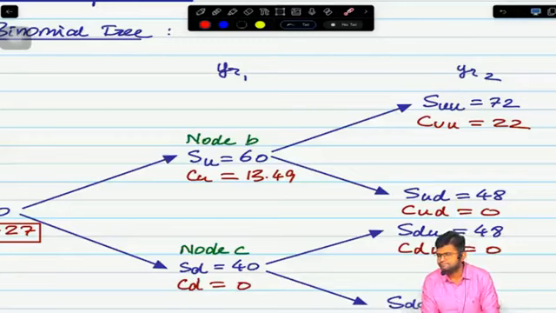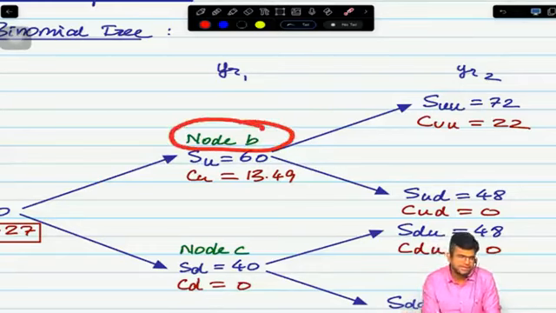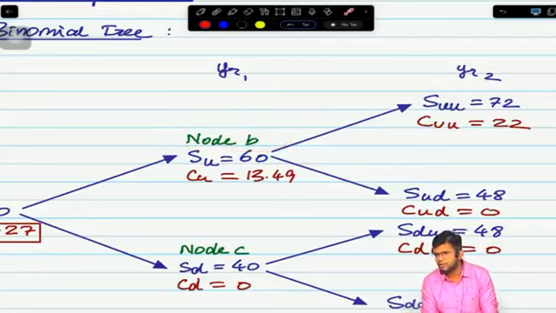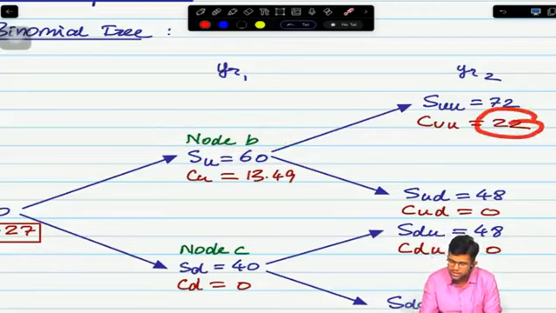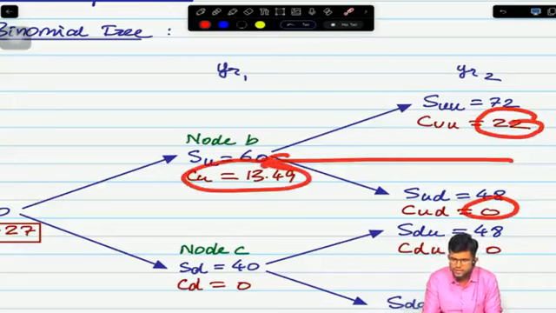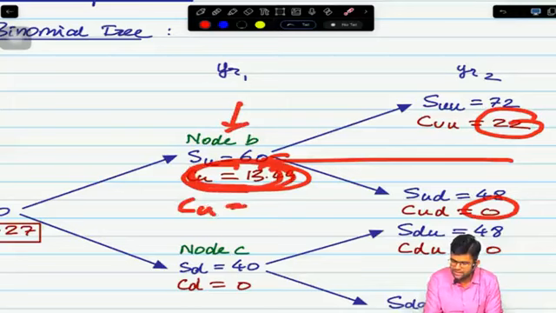So tell me, if you decide to exercise at node B because it is an American option, how much cash will you get? 10 rupees. If you decide not to exercise and continue, how much cash will you get? Either 22 or 0, whose today's value is 13.49. So not exercising here is equivalent to getting 13.49 here. Exercising here is equivalent to getting 10 here. Which one do you want to go for?